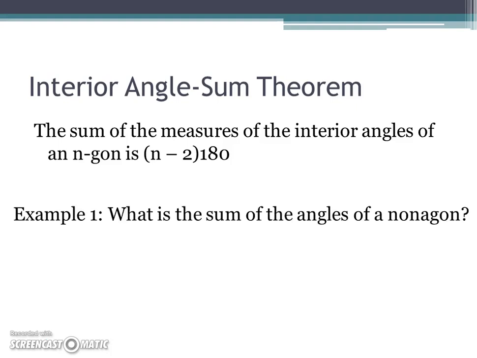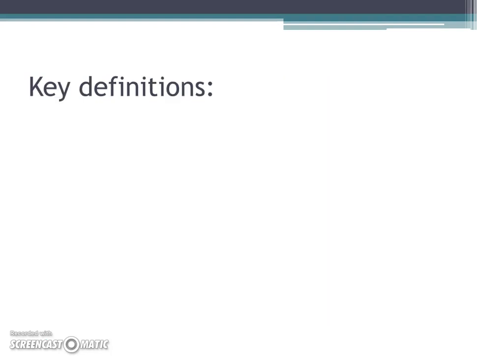So an example of this, a nonagon is 9 sides. So we're going to do 9 minus 2, which is 7, times 180, which is 1,260. So that's the interior angle sum.